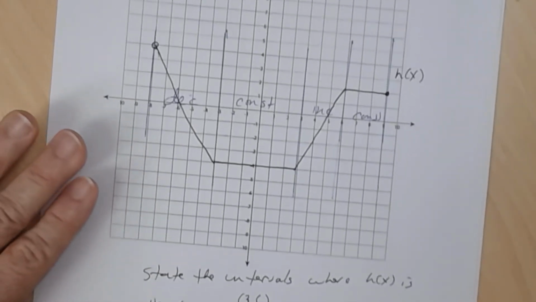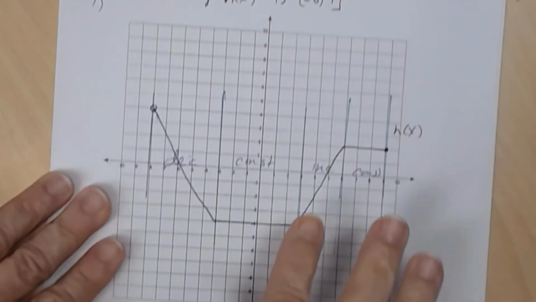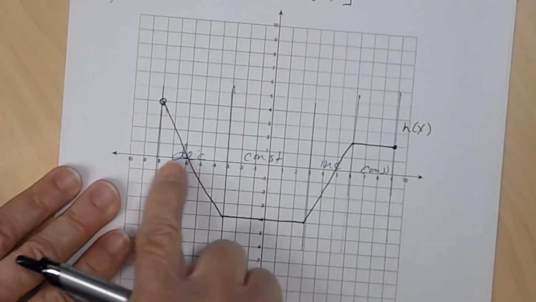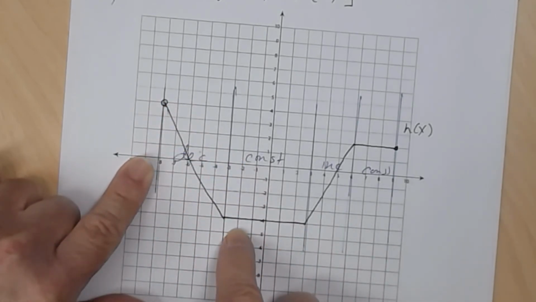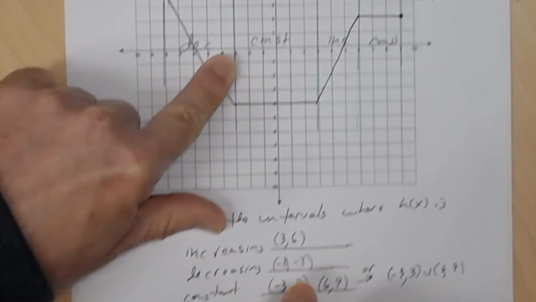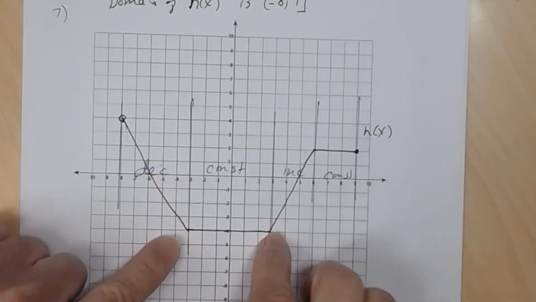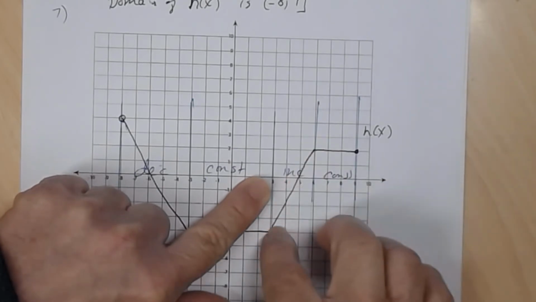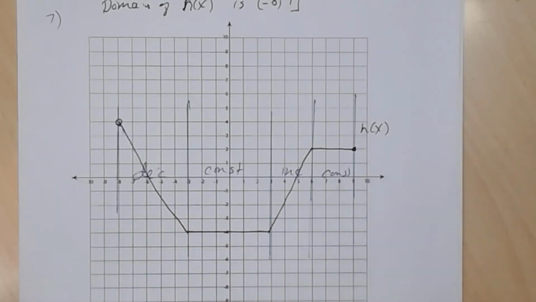All right. Now I want to remind you of this. See how in the domain we need to be careful with our parentheses and bracket? But when we're talking about increasing, decreasing, constant, it's always going to be parentheses. Okay? So you're basically saying in this open interval right here, what's happening to your y values? They are decreasing. In this open interval, so you see parentheses mean open intervals, your y values are constant. In this open interval right here, your y values are increasing, and in this open interval, your y values are constant.